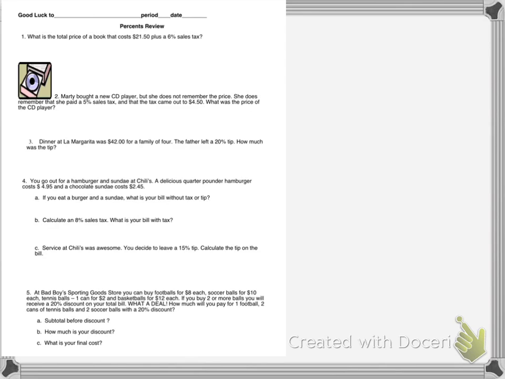So we've talked about a lot of different ways to find percents. This one says, what is the total price of a book that costs $21.50 plus 6% sales tax? So they want the cost after tax. Now, you can do a couple of things. You can make a proportion. One of the strategies we talked about was to make a box.